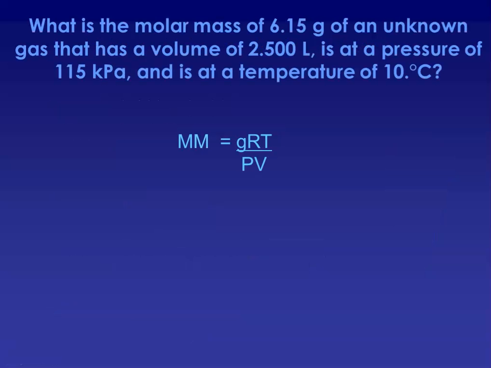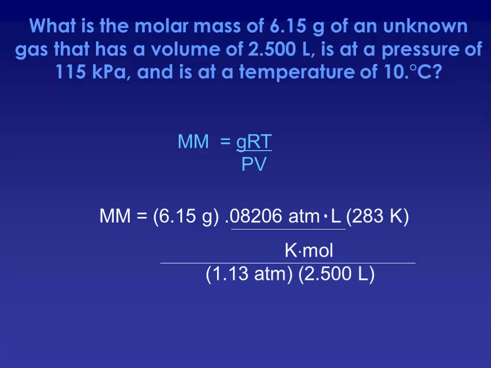So in this example, we want to know what the molar mass is of 6.15 grams of an unknown gas that has a volume of 2.500 liters, is at a pressure of 115 kPa, and is at a temperature of 10 degrees Celsius. So if we use that M&M equation, we have our mass, we know our constant, we know our temperature, we can convert that to Kelvin. We have our pressure in kPa, which we can convert to atmospheres, 1.13, and we have our volume, 2.500 liters.